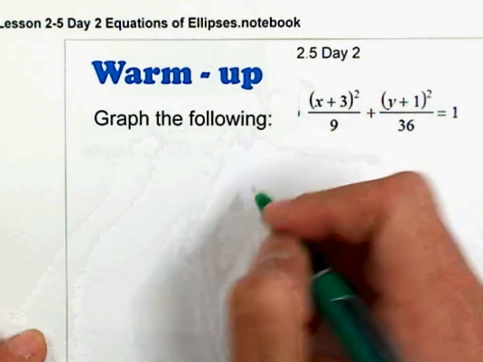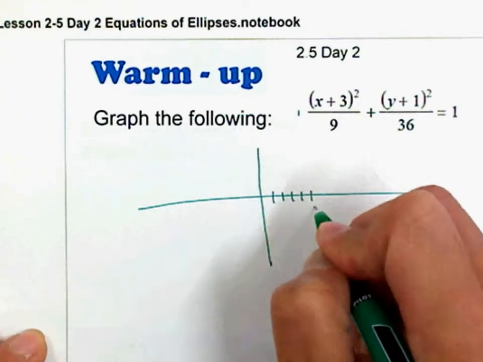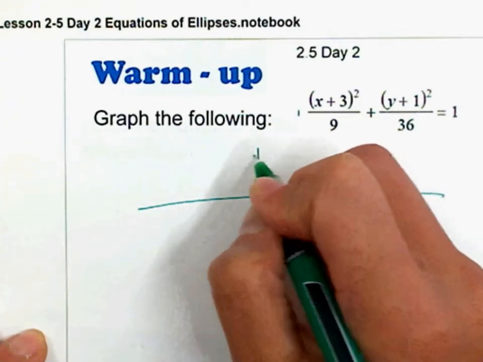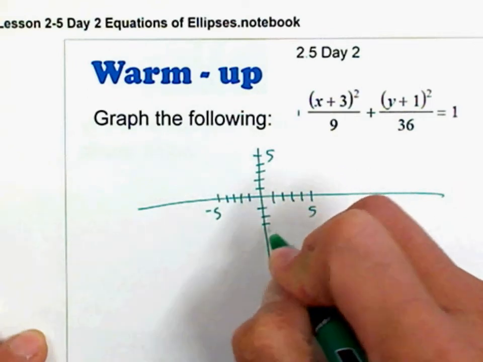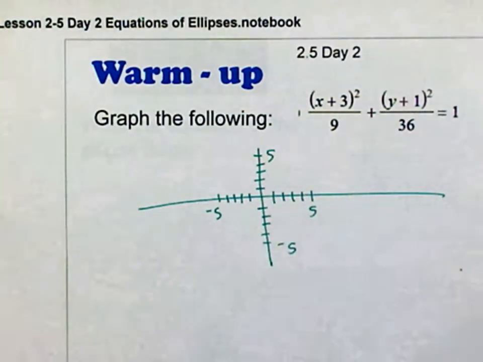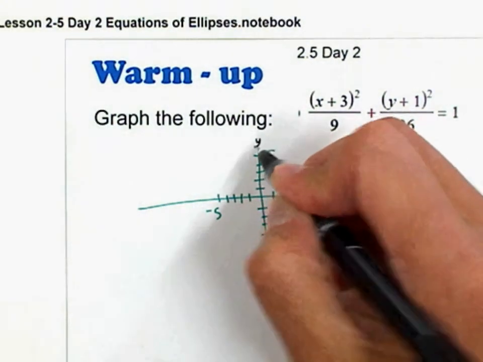It says graph the following, so let's go ahead and create our graph. 1, 2, 3, 4, 5. 1, 2, 3, 4, 5. 1, 2, 3, 4, negative 5. 1, 2, 3, 4, negative 5. All right. And as you know, this is our x and this is our y.